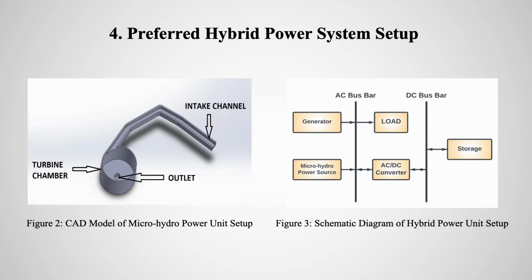There is a converter for the storage connected with the DC bus bar that will store the excess electricity as well. The overall setup has been simulated through the Homer Pro, which is basically a specialized microgrid electrical power system software, and the outcomes have been discussed later on in this presentation.